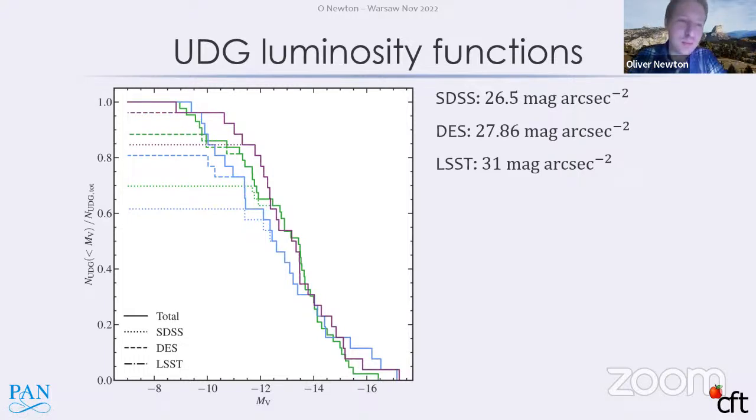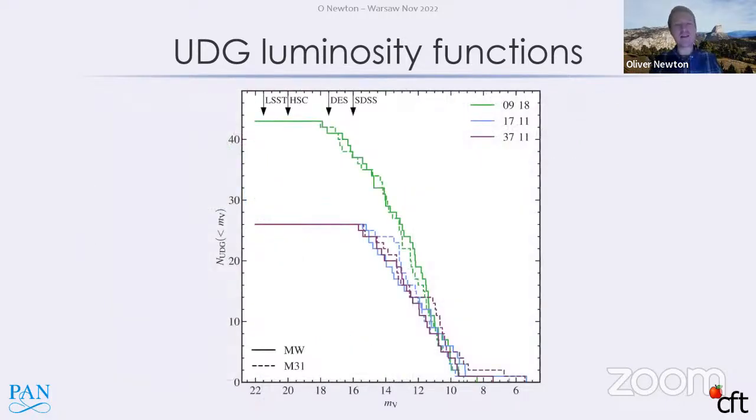So basically what we conclude from this rough cut is that SDSS should see in the ballpark of about 70, 80 maybe percent of the total UDG population. The Dark Energy Survey in principle should be able to see about 90%, and LSST should be able to see the entire population. Of course, this is a simple cut. There's also an apparent magnitude cut to consider.